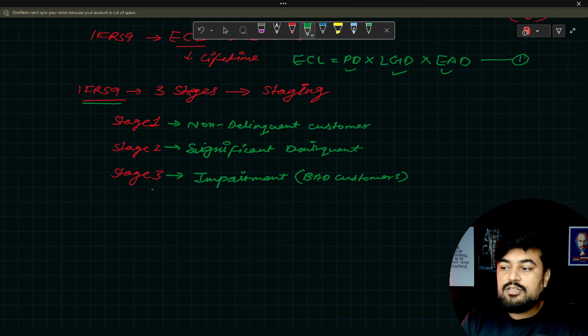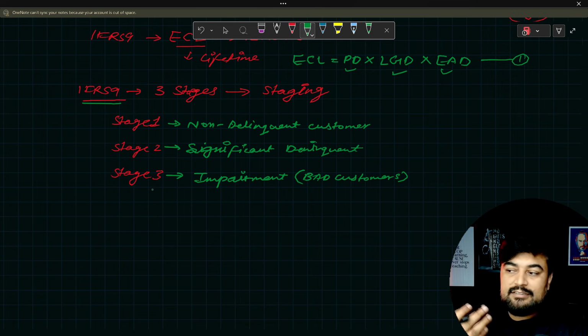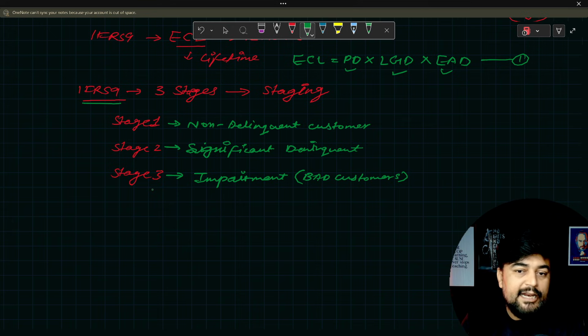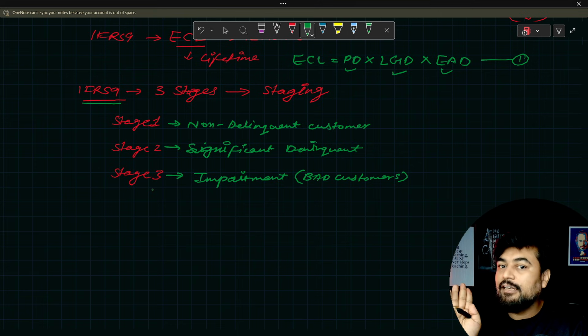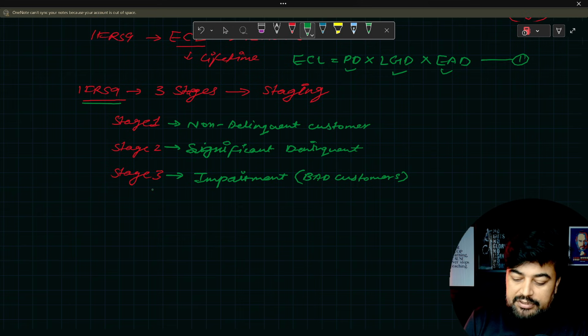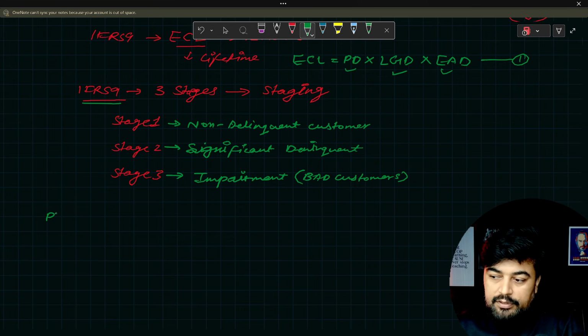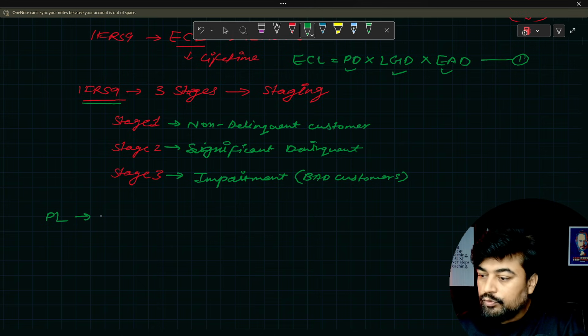Then obviously you will ask me, Rajat, what is the basis of this stage? How are we doing the staging? So the base of staging is that all the non-delinquent customers are stage 1, which have not done any delinquency. There are significant delinquents, sometimes they became delinquent, but they could not move to the bad definition. Okay. Then stage 3 is all impairment. Now, when I spoke about personal loan as an example, we talk about impairment.